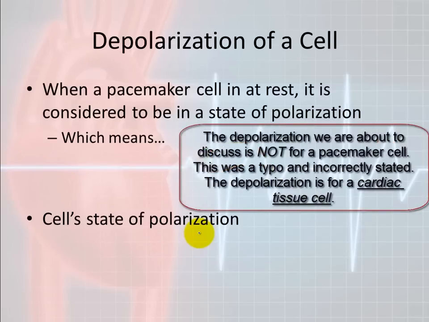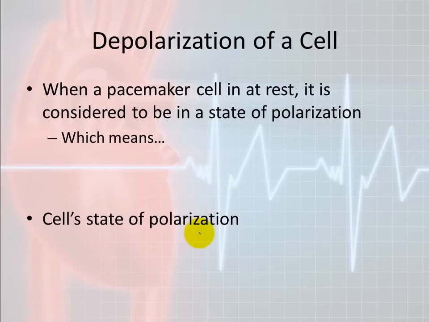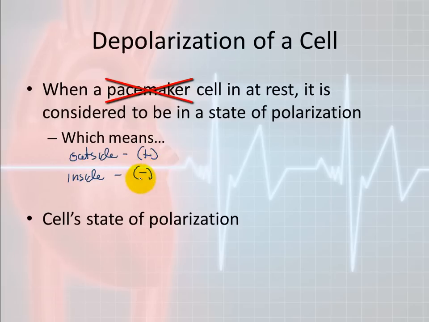So let's go ahead and start talking about depolarization of the cell. So you now hopefully understand the conduction system. Now let's talk about the depolarization of a cell. When a pacemaker is at rest, it is considered to be in a state of polarization. What we mean by a state of polarization is that the outside of the cell is primarily going to have a positive charge. The inside of the cell is going to have a primarily negative charge. This is a state of rest.